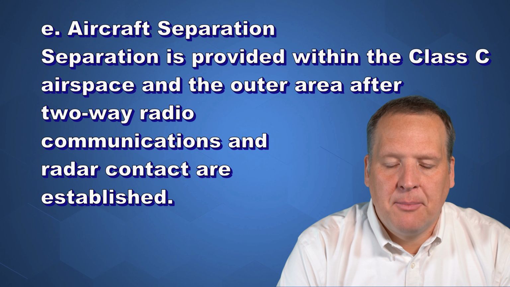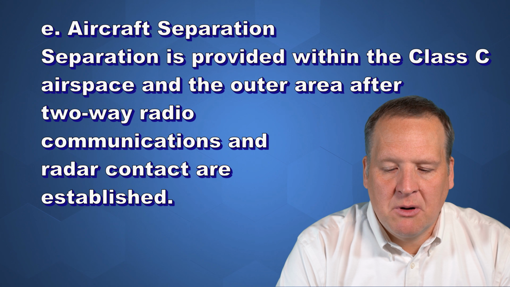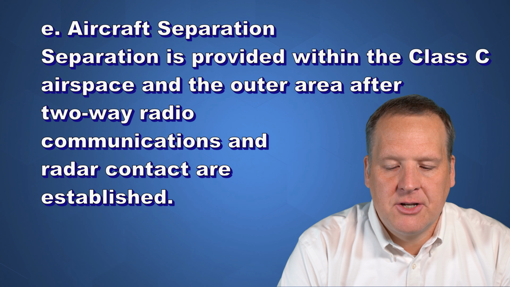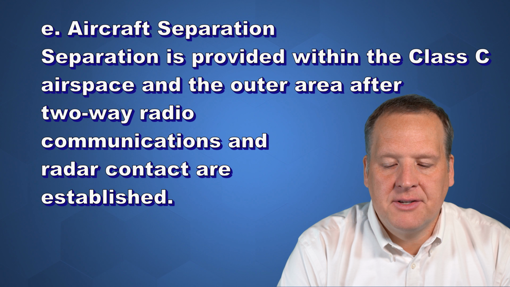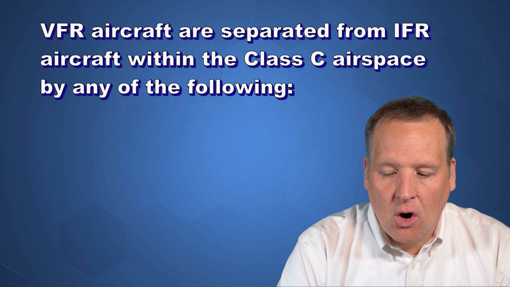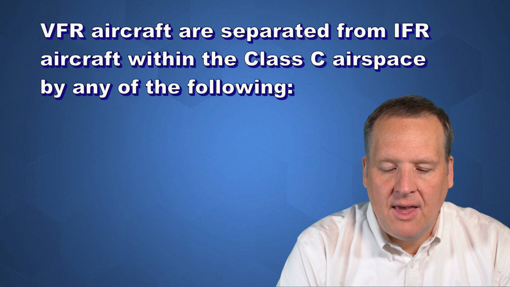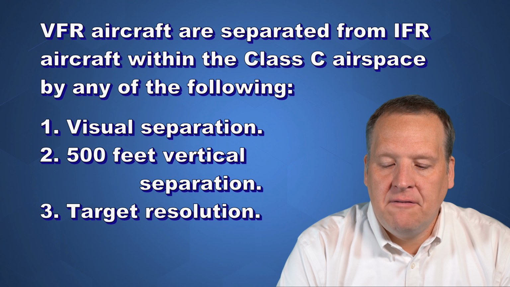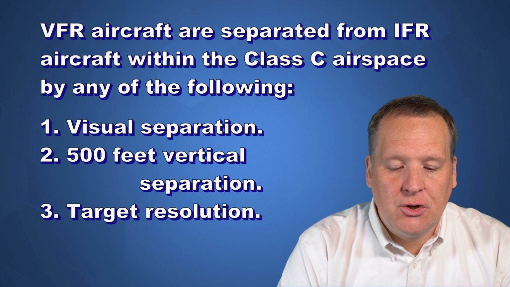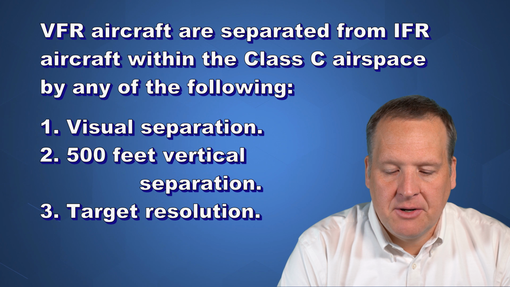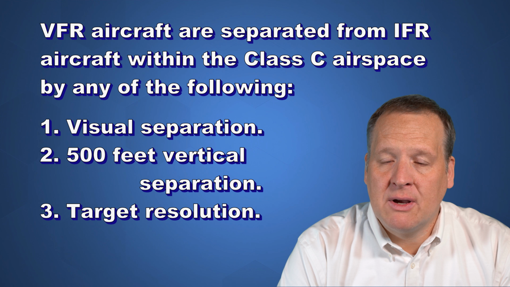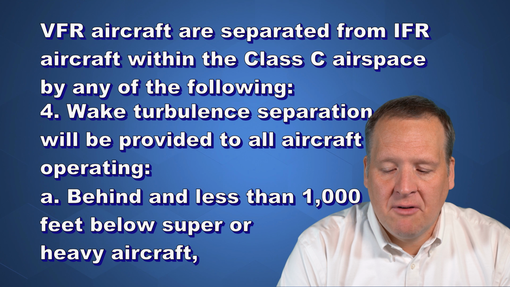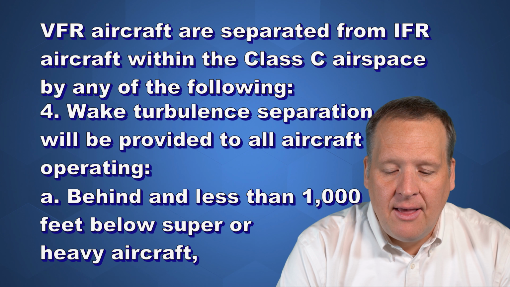E. Aircraft separation. Separation is provided within the Class Charlie airspace and the outer area after two-way radio communications and radar contact are established. VFR aircraft are separated from IFR aircraft within the Class Charlie airspace by any of the following. 1. Visual separation. 2. 500 feet vertical separation. 3. Target resolution. 4. Wake turbulence separation will be provided to all aircraft operating A.